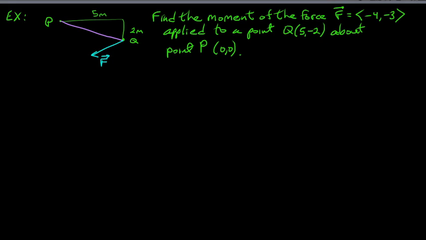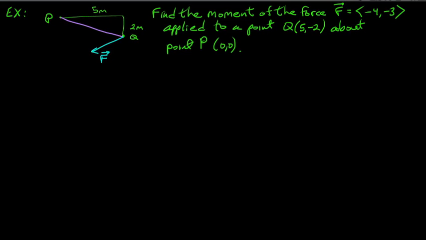So we can go on to this example here. We want to find the moment of the force F given by these components, -4, -3, applied to a point Q with coordinates 5, -2, about the point P, which is the origin. So point P up here is just 0, 0, and point Q has coordinates 5, -2. And then the vector F, the force applied, has components -4, -3. Sorry, components, not parentheses. There we go.